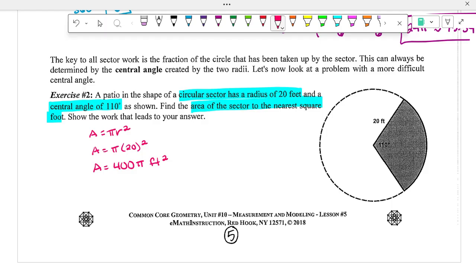Now, I need to figure out how much of this circle 110 degrees is. How do I find that? Divide 110 by 360. What would that be as a simplified fraction? If you put it in your calculator and hit math, enter, it'd be 11 over 36.